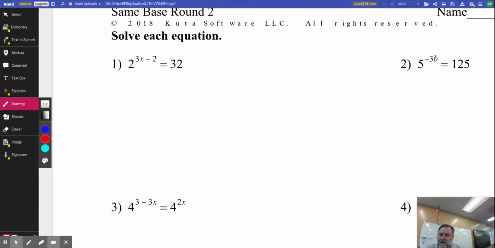When you're solving equations that have an exponent in it, one of the ways to do it is get the bases to be the same. So this is a base, and that's a base. Those are not the same. But I could really write 32 as 2 to the 5th. It's 2 times 2 times 2 times 2 times 2 is 32. There's 4, 8, 16, 32.